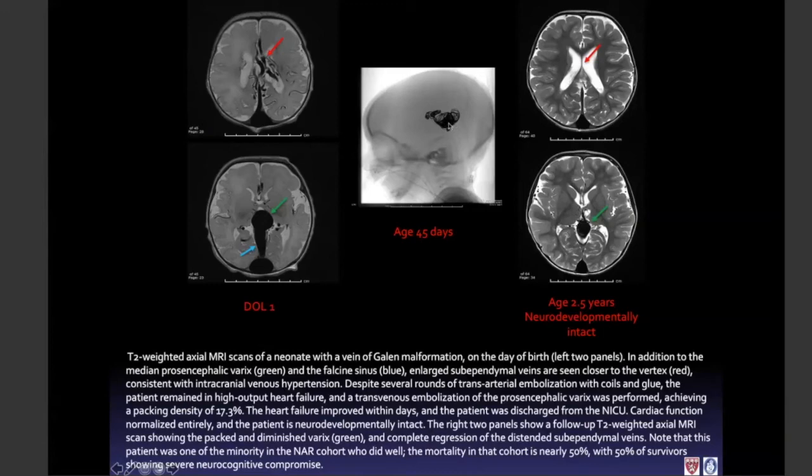Finally, the heart failure abated, the pulmonary hypertension dissipated, and the result was completely intact. You can see in this case, the prosencephalic varix does not go away entirely like it did when we did transarterial embolization because there are coils, although you can see that they compacted significantly over time because there's essentially no more flow through them.